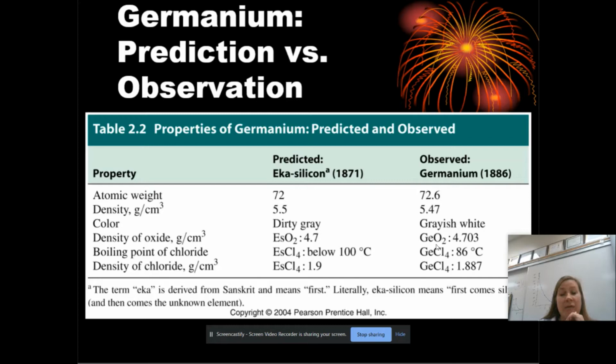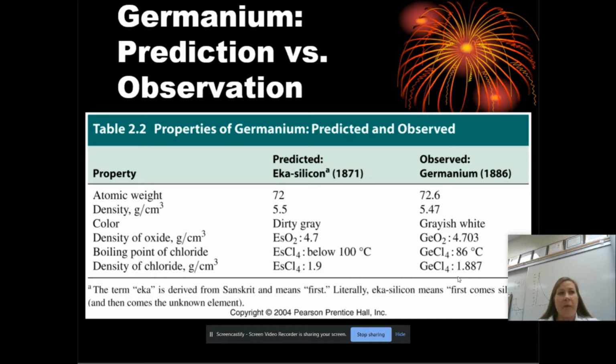The atomic weight was 72.6. Density was 5.47. The color was grayish white. It did bond with 2 oxygen atoms and had a 4.703 density. It did bond with 4 chlorine atoms, and its boiling point was 86. And the density of that compound was 1.887.